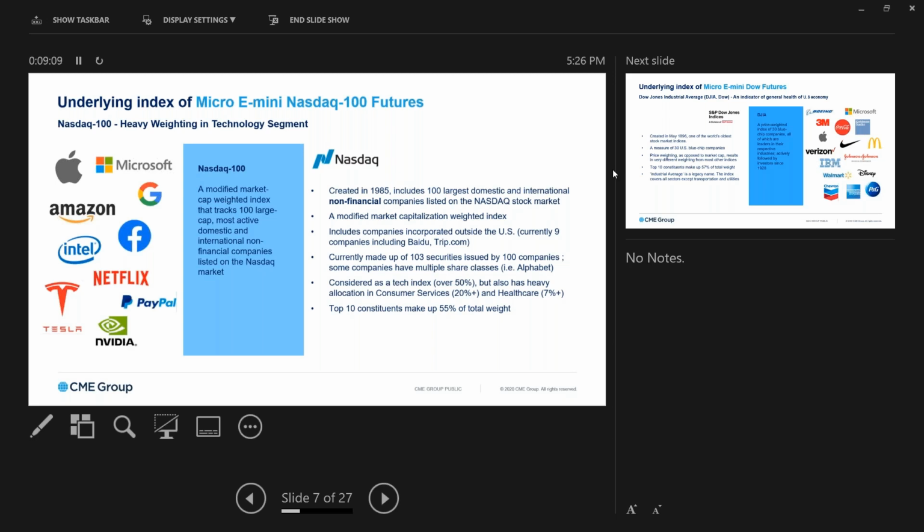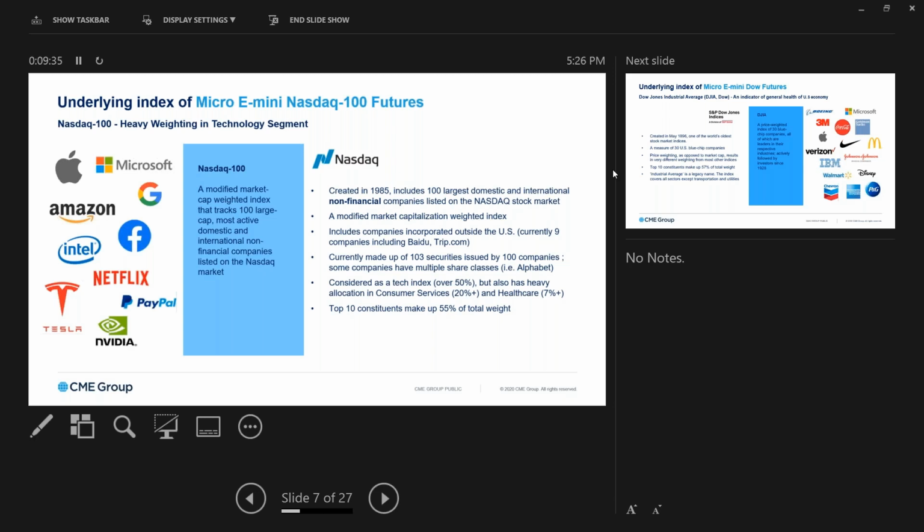Another difference is that they also include international companies. The S&P 500 is only for US companies incorporated in the US, whilst Nasdaq includes both domestic and international companies incorporated outside of the US. Currently there are 9 companies, including Baidu and Trip.com, included in the Nasdaq.